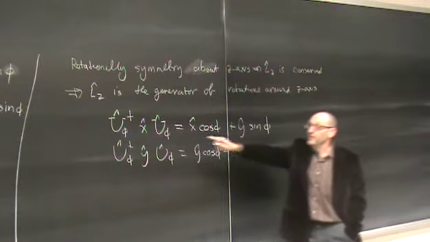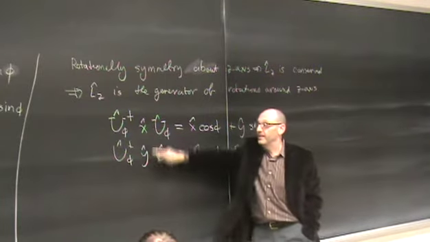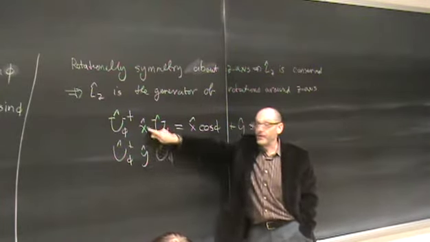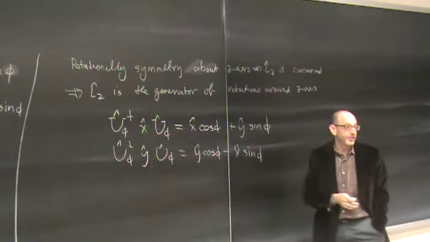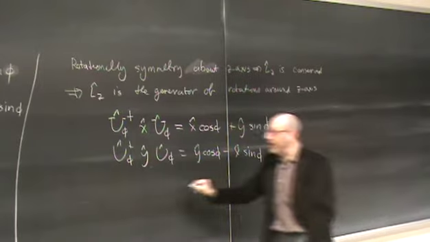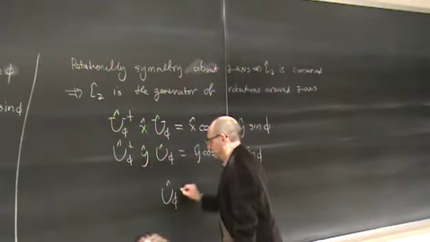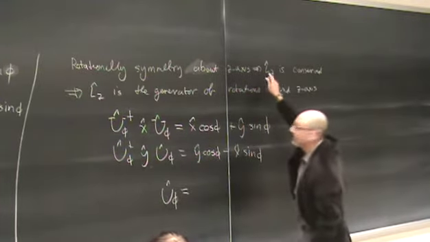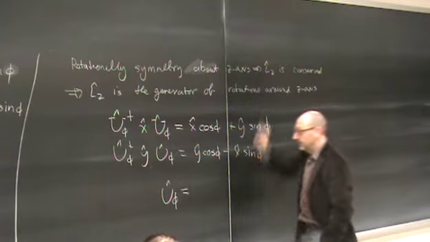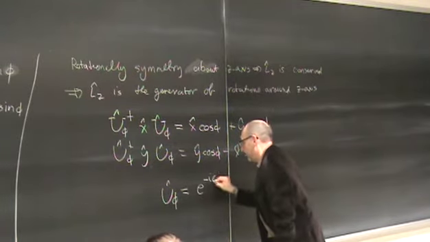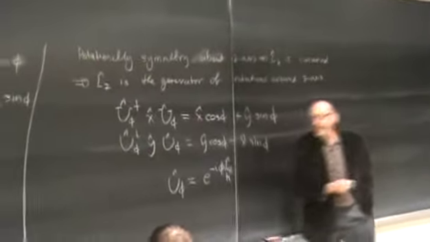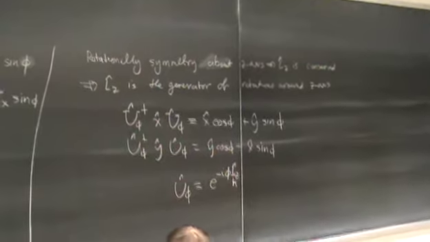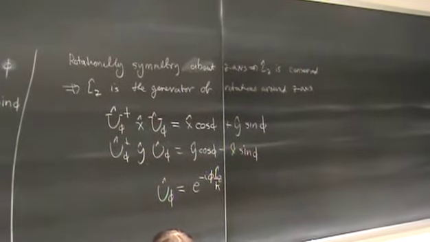So this is a unitary transformation on the position operators associated with coordinates x and y that rotates those coordinates. And what is this operator? Well, it is the thing generated by LZ: e to the minus i phi LZ over h bar. That is the rotation operator that rotates you around the z-axis by an angle phi.